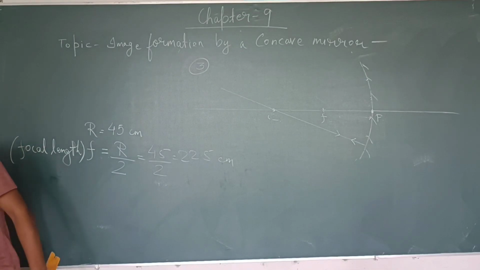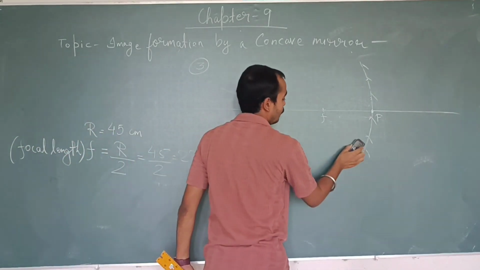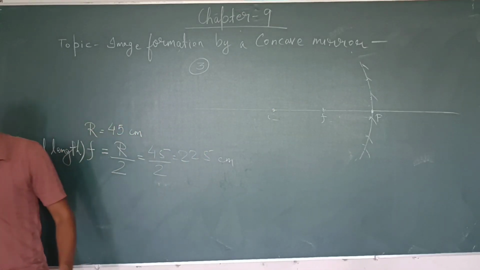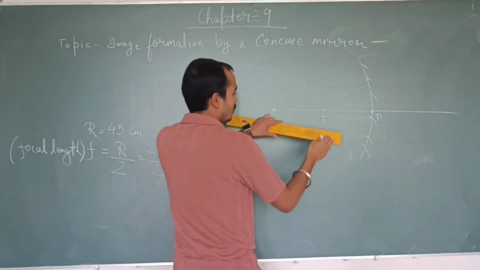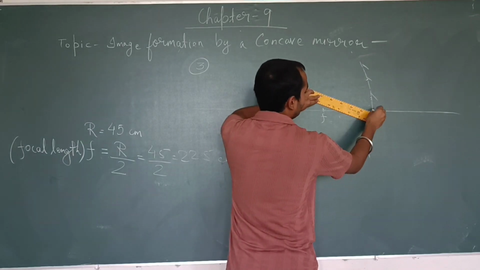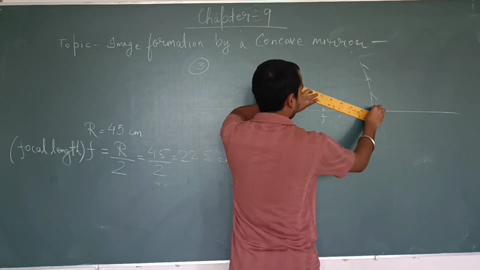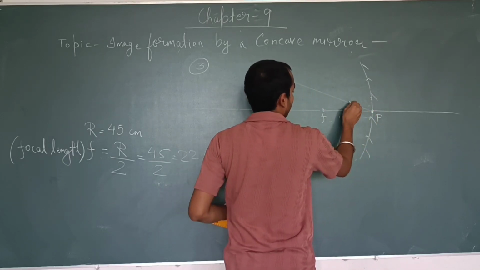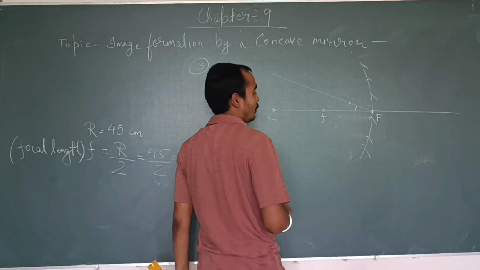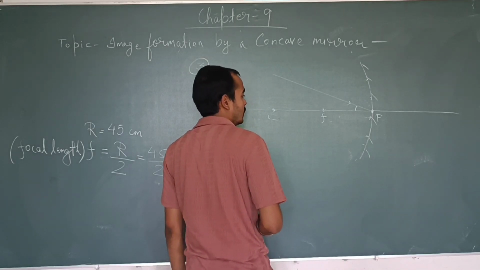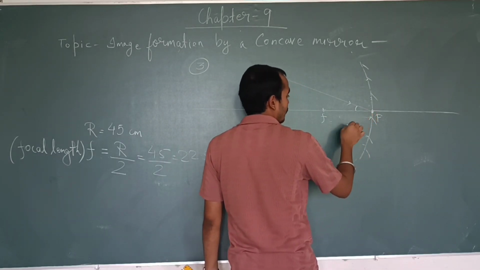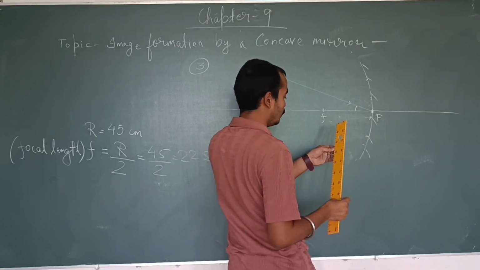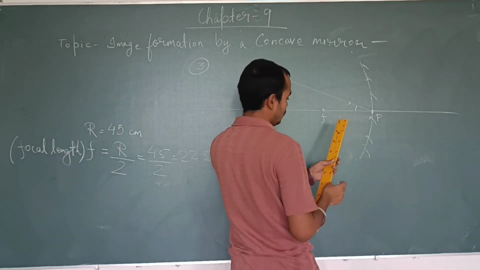Okay? Now suppose a ray of light is directly coming to the pole, then it will go at the same angle from the principal axis. This is the angle of incidence. It will go from the same angle from which it had come. So how will we make it? We can draw it like this. If we don't have a protractor, we can do like this.